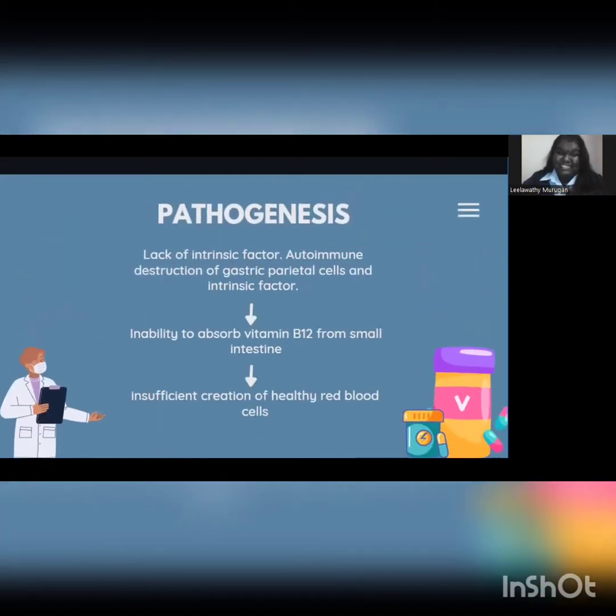Followed by the pathogenesis, here I'm going to explain the pathway of how someone gets this condition. Basically, it starts from lack of intrinsic factor or autoimmune destruction of gastric parietal cells and intrinsic factor. Lack of intrinsic factor can cause inability to absorb vitamin B12 from the small intestine, and that condition leads to insufficient creation of healthy red blood cells. When we have no healthy red blood cells, the body cannot function without carrying oxygen to all the parts. So this is the brief pathogenesis of vitamin B12 deficiency.